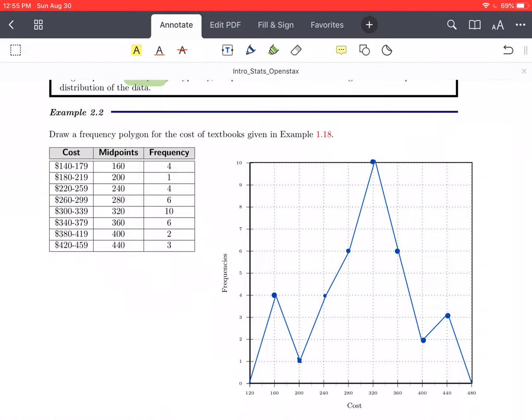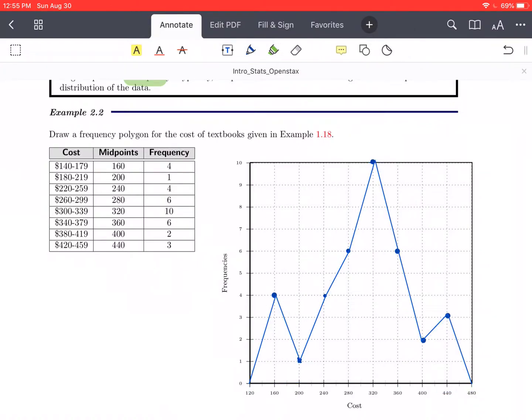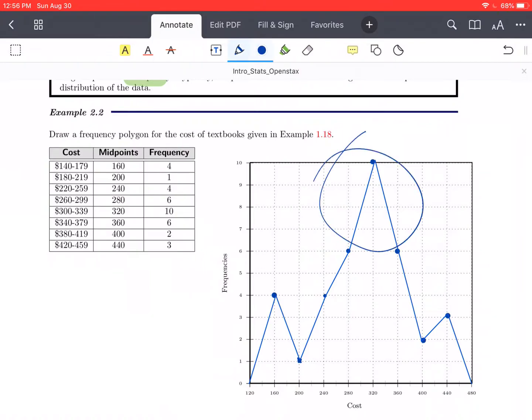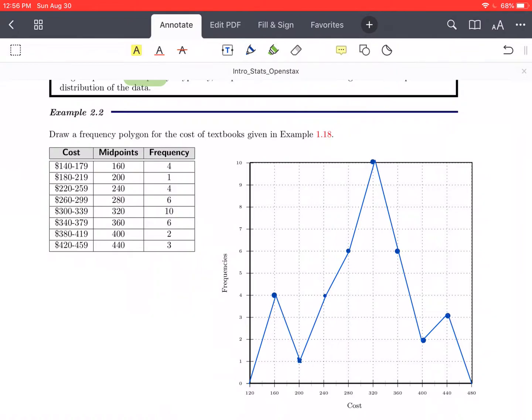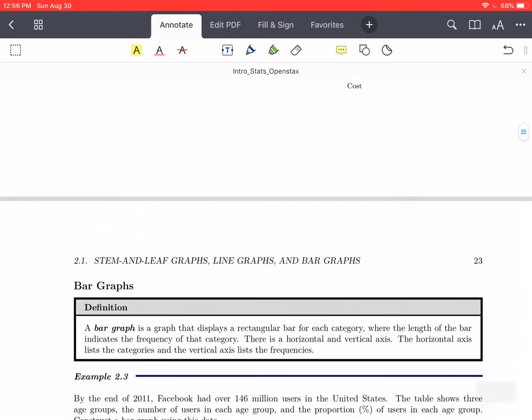So the frequency polygon, it's called a polygon because it is a shape. You can look at the connected form of it. It's multi-sided. And then it gives us accurate information about what's going on. So you can see where most of the cost of the textbooks is right up here. Right in the middle of all of these ranges is where most of the textbooks are. So that's a frequency polygon.